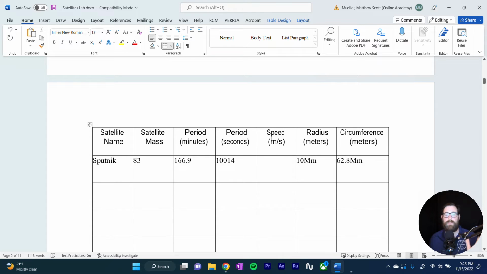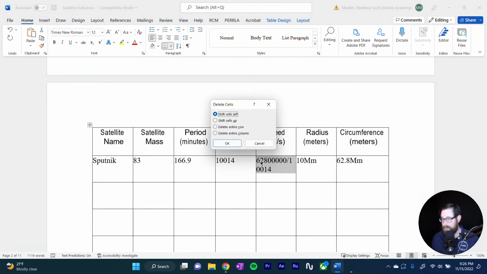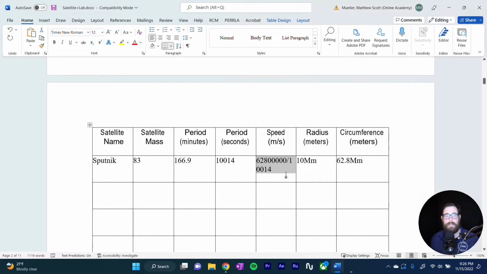Now remember, you do have to convert it from megameters, so it's millions of meters, to meters. So I would put 62,800,000 divided by my time in seconds, so 10,014. That doesn't look very pretty right here, but I can go ahead and calculate that on my calculator. And if I do that, I get 6,271 meters per second. So I'm going to go ahead and delete that. 6,271 meters per second.